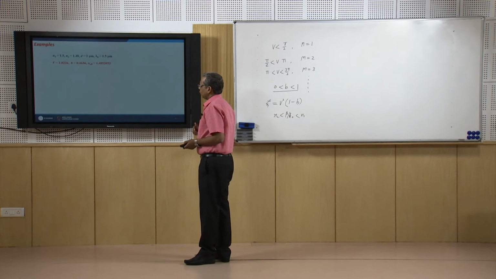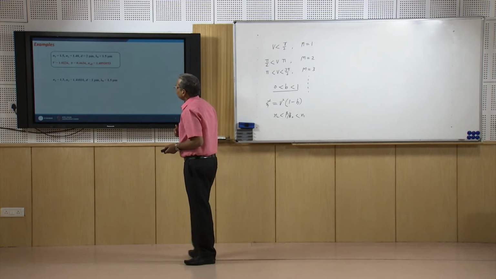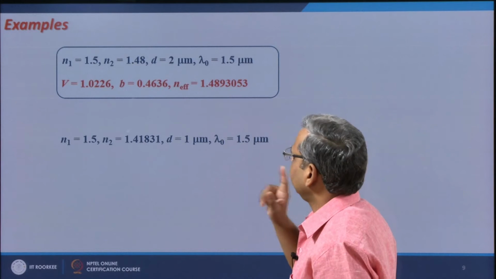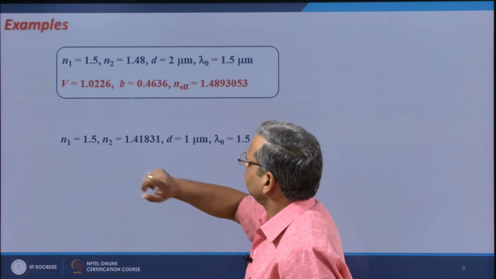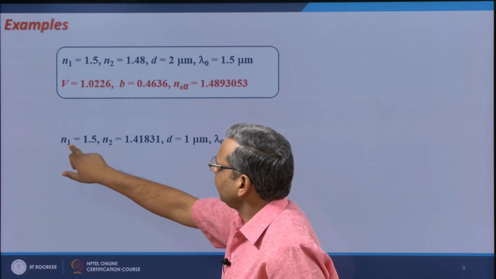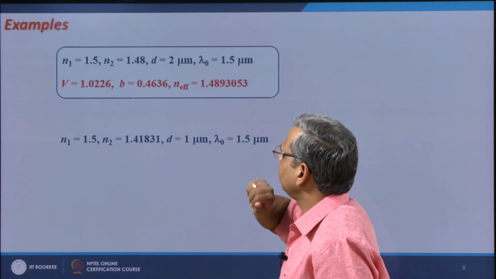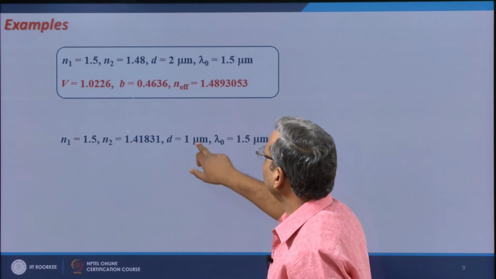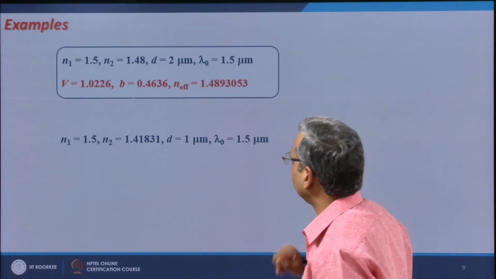1.4893053. Now, I change my waveguide parameters a little. So, I now have N1 is equal to 1.5, N2 I have changed to 1.418, D to 1 micrometer, and lambda naught is equal to 1.5.